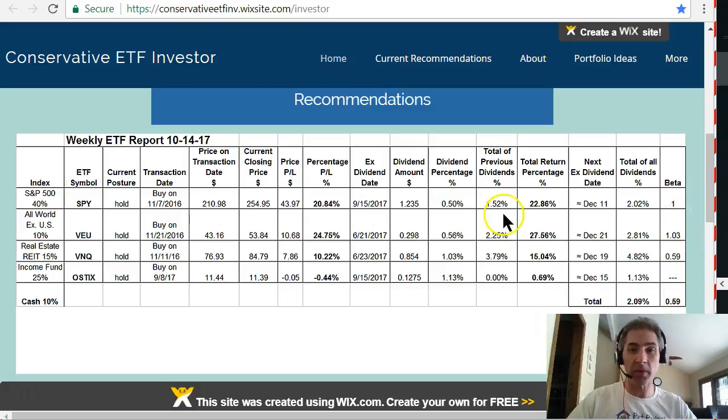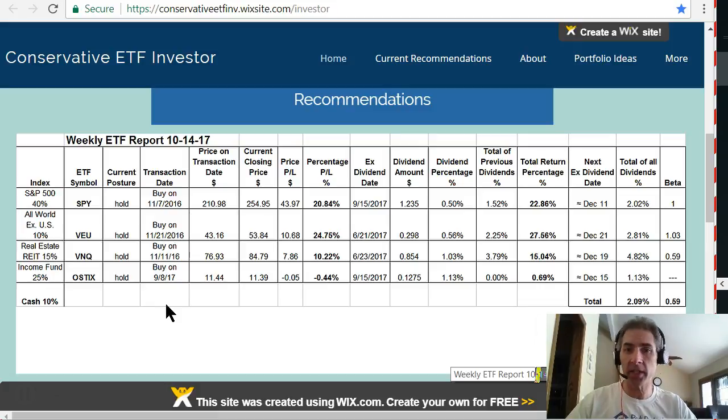So you'll see that the S&P 500 has a beta of 1. We're at 0.59. So that's why it's a conservative portfolio. I do have one mutual fund in here, which is OSTIX, a 25% position, and that is because I cannot find a good ETF to replace that. So we're just leaving that one in place.